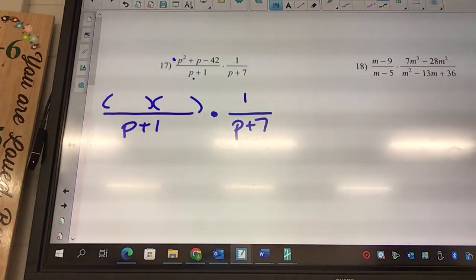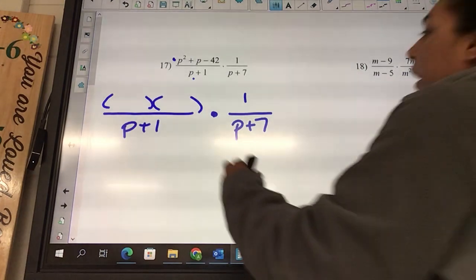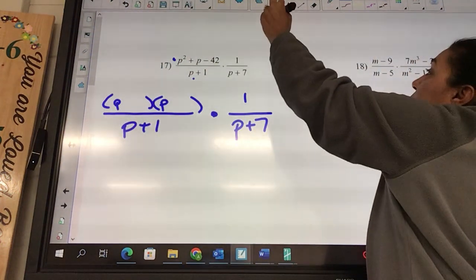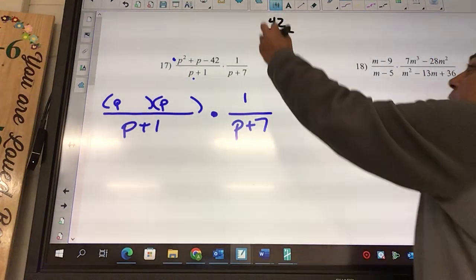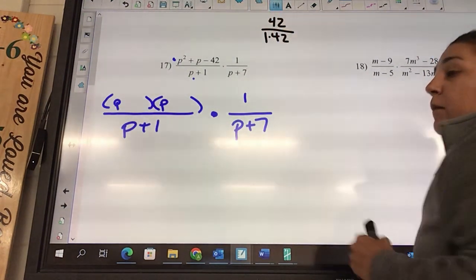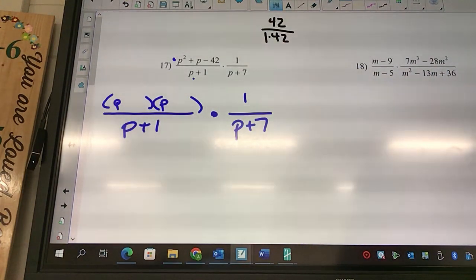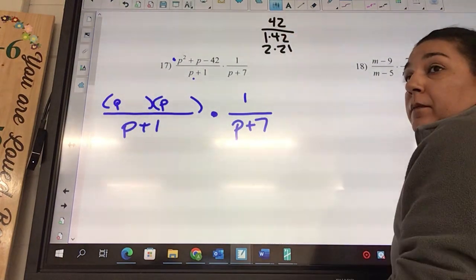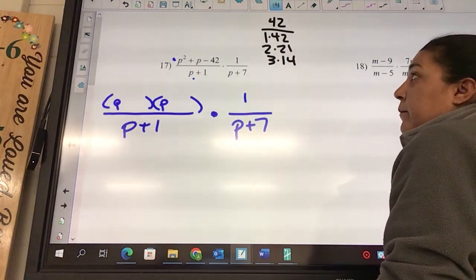The only difference is if we're factoring. So we're gonna fill in our p's, and then we're gonna make a list of the factors of 42. What's the factors of 42? 1 and 42, good. What else? 2 and 21, good. 3 and 14, good.